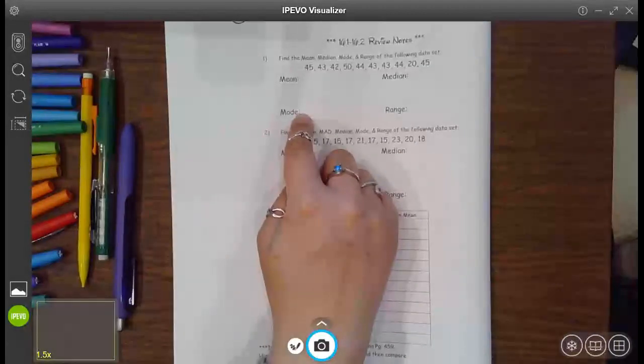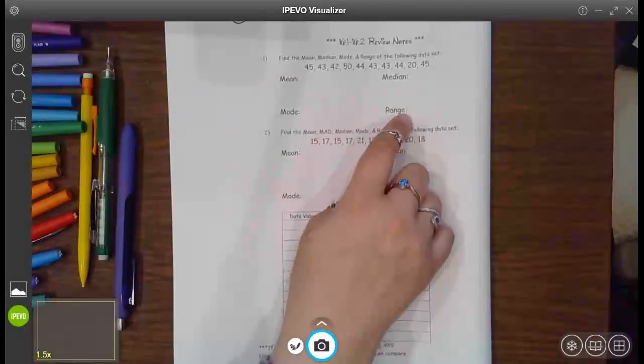Mode, I think of chocolate a la mode. I like lots and lots and lots of chocolate. So it's the one that happens the most. You want a lot of it. Range is how far the data values range from. What's the biggest minus the smallest?